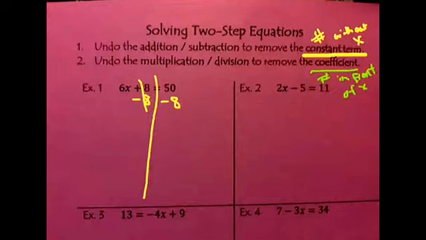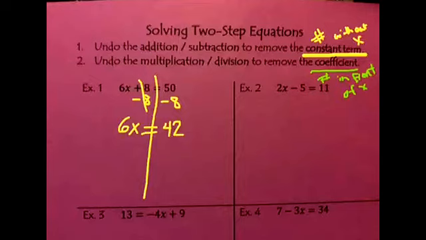So my next step is going to be to simplify what I have on each side. On the left side, 8 and negative 8 cancel out, and I'm left with just the 6x. So 6x equals, on the right side, 50 minus 8 is 42. So 6x equals 42. So I've done one of the two steps.